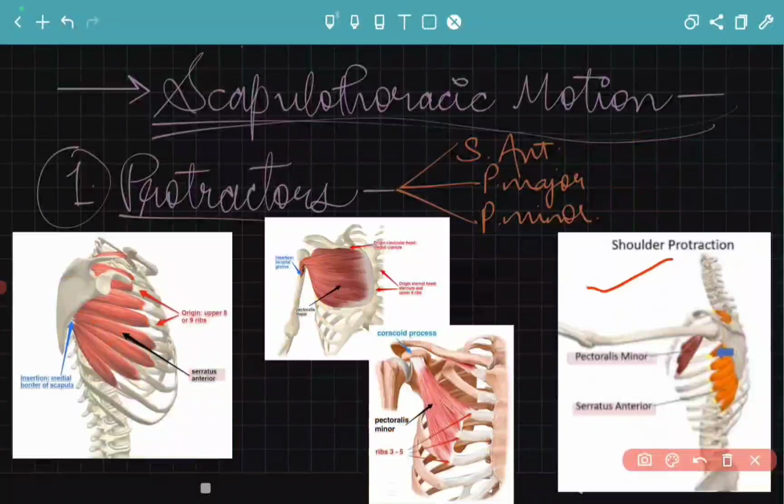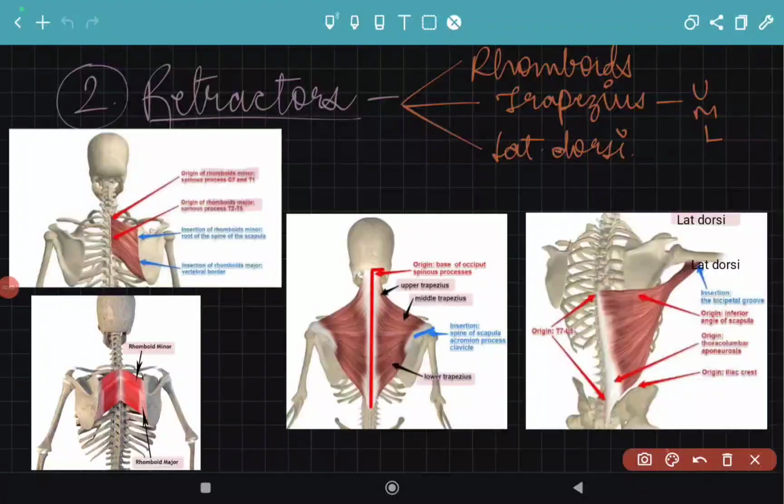In this diagram also you can see that the serratus anterior will pull the scapula in this direction, causing protraction, and the pectoralis minor can be seen inserting on the coracoid process and protracting the scapula. Retractors of the scapula. Retraction of the scapula is also called adduction of the scapula, as both scapulae come close to each other. Retraction is done by the rhomboids, major and minor, the trapezius, all three fibers, upper, middle and lower, and the latissimus dorsi muscle.